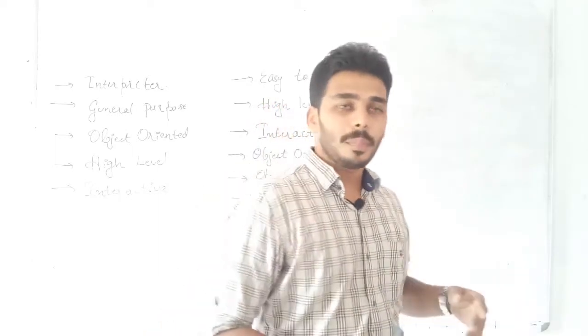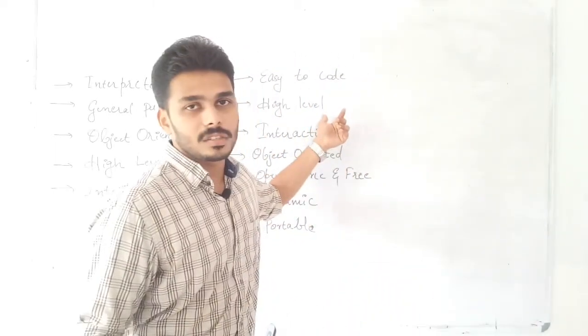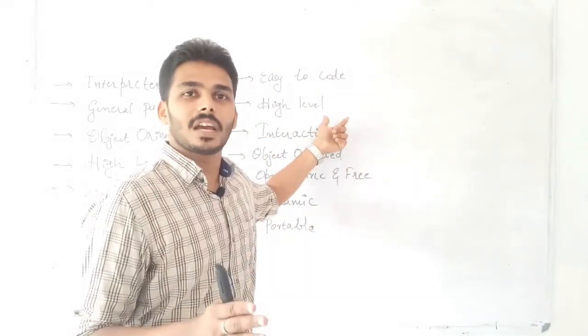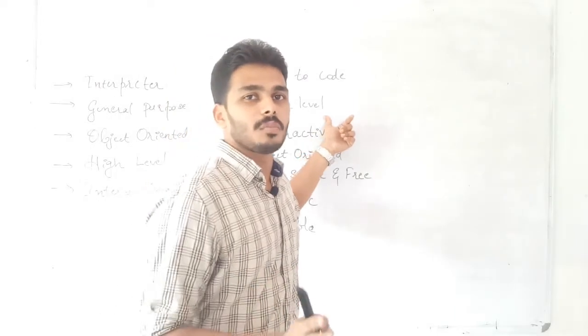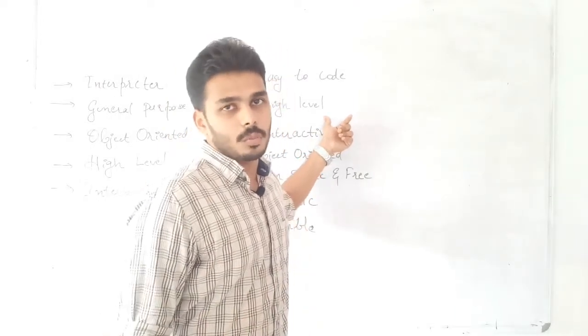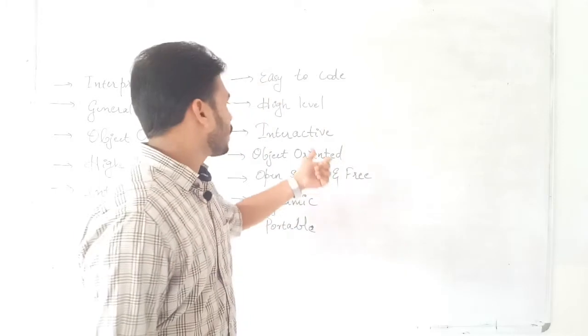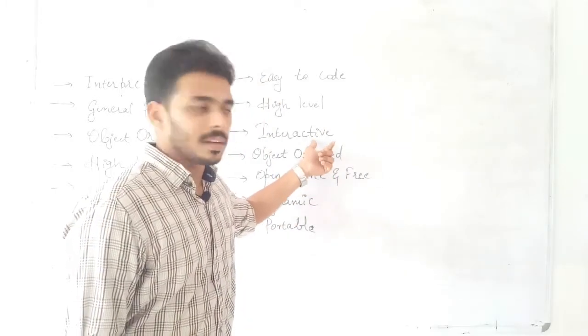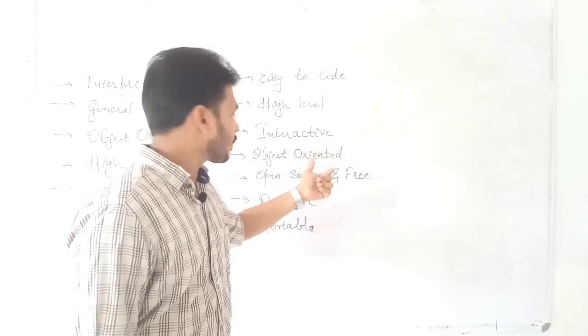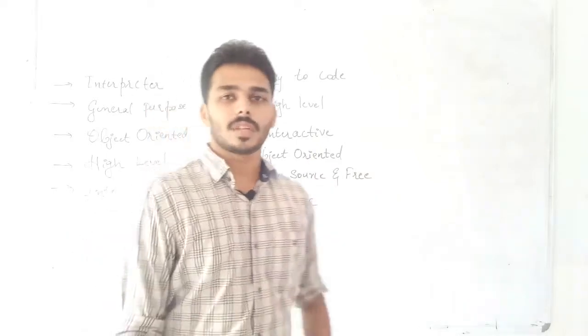Second one is high level language. We already discussed high level language. It is easy to understand and close to human language. And third one is interactive. Already discussed, object oriented and open source and free.